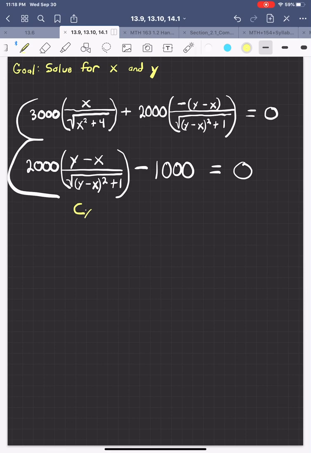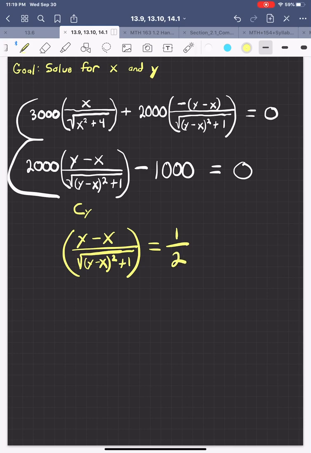Working with just my partial with respect to y, that would mean that I have (y − x) over the square root of (y − x)² + 1 is equal to, well, 1,000 divided by 2,000 is 1/2. And now what's interesting, you're going to see what I did here.